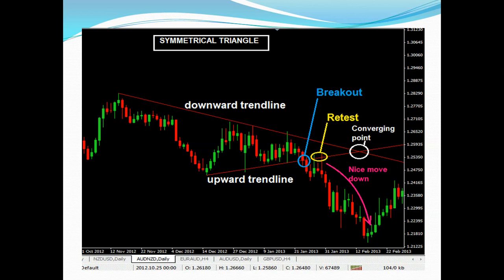Now you see the second, symmetrical triangle. It is the diagram. You can see the stock is going up and down, and I have drawn a symmetrical triangle pattern. You have to draw two trend lines, one upward, one downward, and there will be one converging point. You have to use at least two peaks and two troughs.